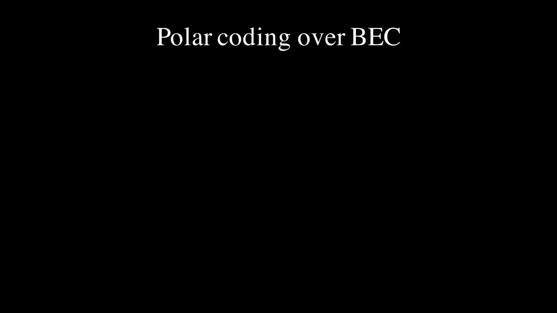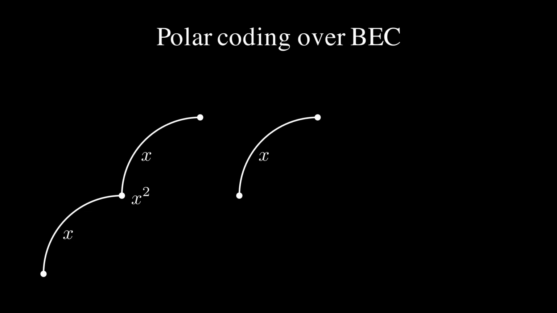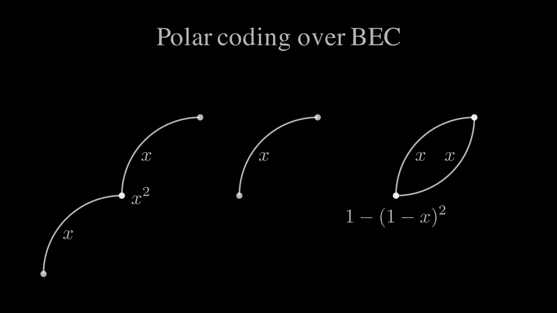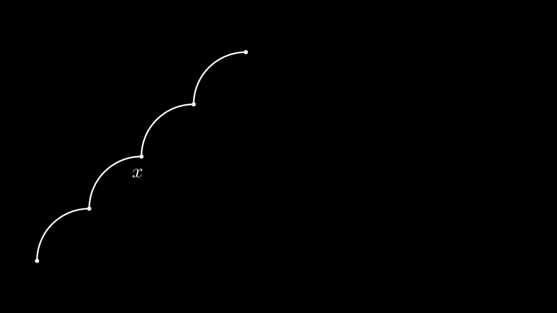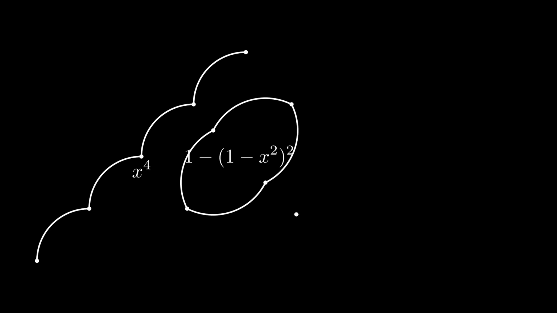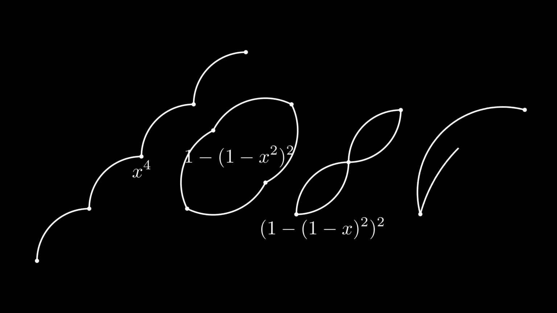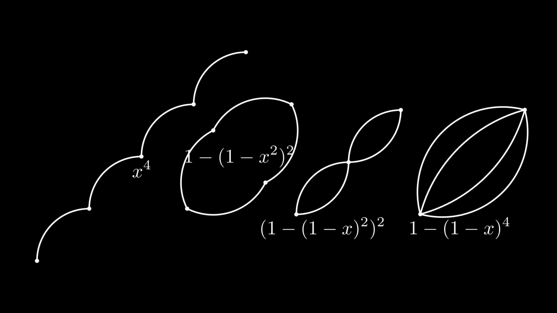And here is how to construct polar code over BEC. Imagine that a BEC with erasure probability 1 minus x is a wire with connection probability x. The serial concatenation of two BECs has connection probability x squared. The parallel combination of two BECs has connection probability 1 minus (1 minus x) squared. One then applies serial concatenation and parallel combination recursively to generate more complicated circuits.